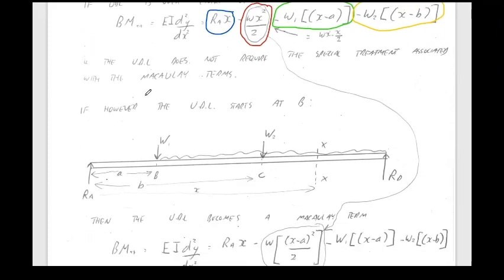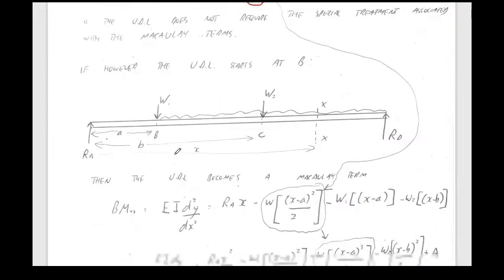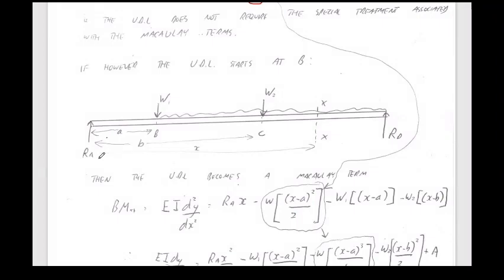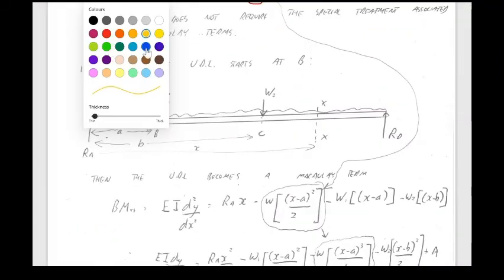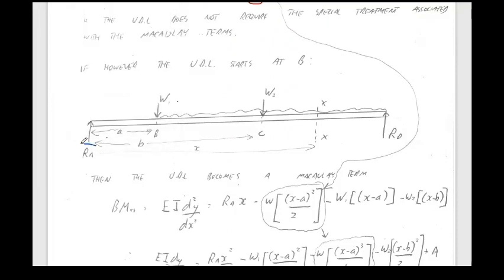If, however, the UDL starts at b, we've then got this scenario that we were talking about earlier, where we've got one bending moment before the UDL, and we've got a different bending moment after the UDL. So the term associated with the UDL has to be a Macaulay's term. So there we've got RAX again, so that's this blue term here, RAX. And then here you would have, well, that's that term there.